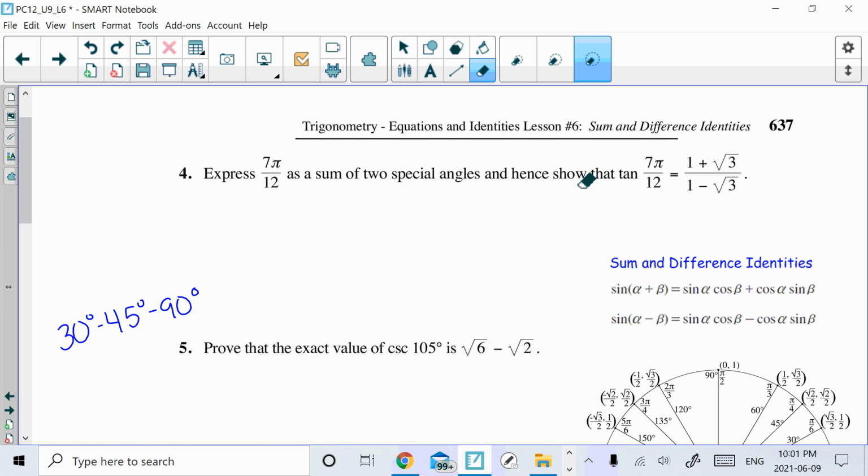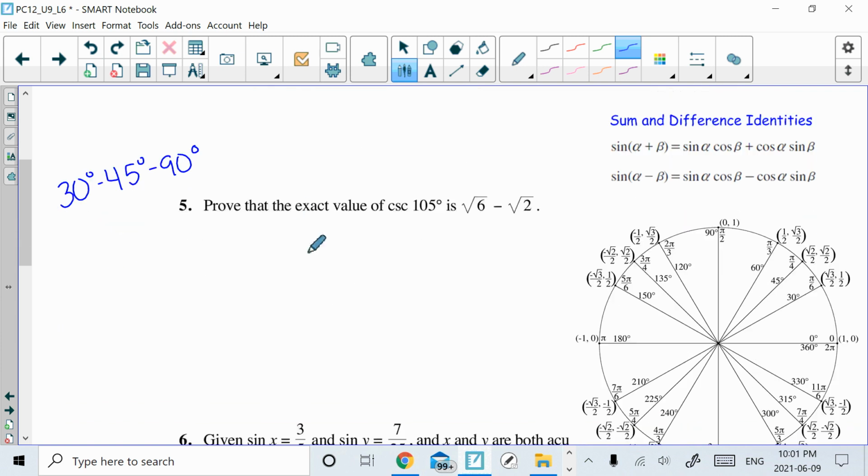This video is going to be part 2 of lesson 6, and in this video I'm going to be solving 2 of the homework questions, question number 5 and question number 7. If you look at question number 5, it says prove that the exact value of the cosecant of 105 degrees is this answer here.